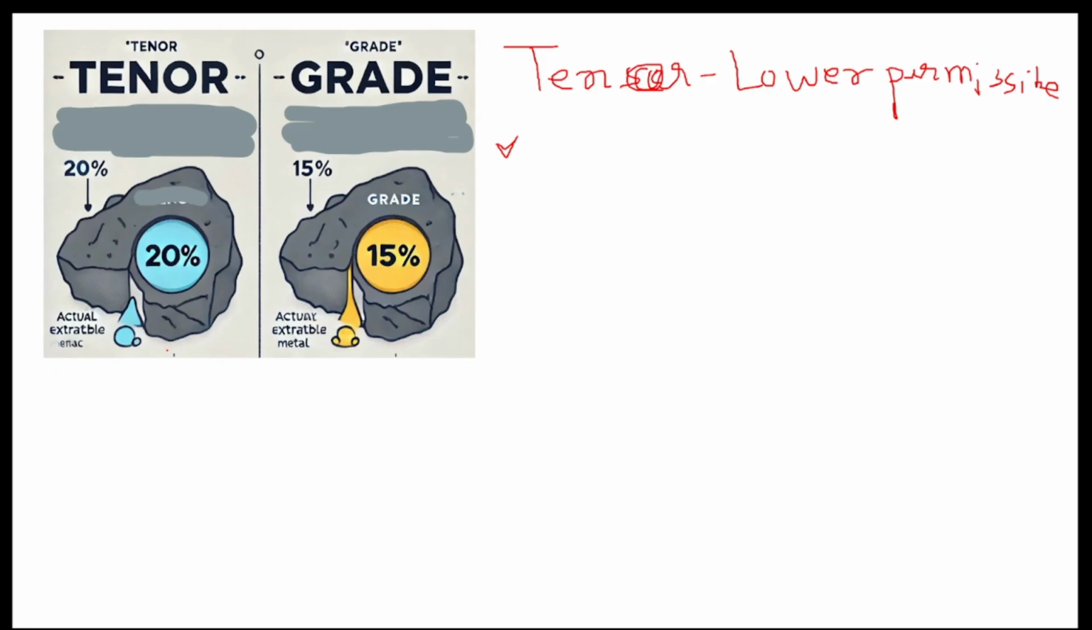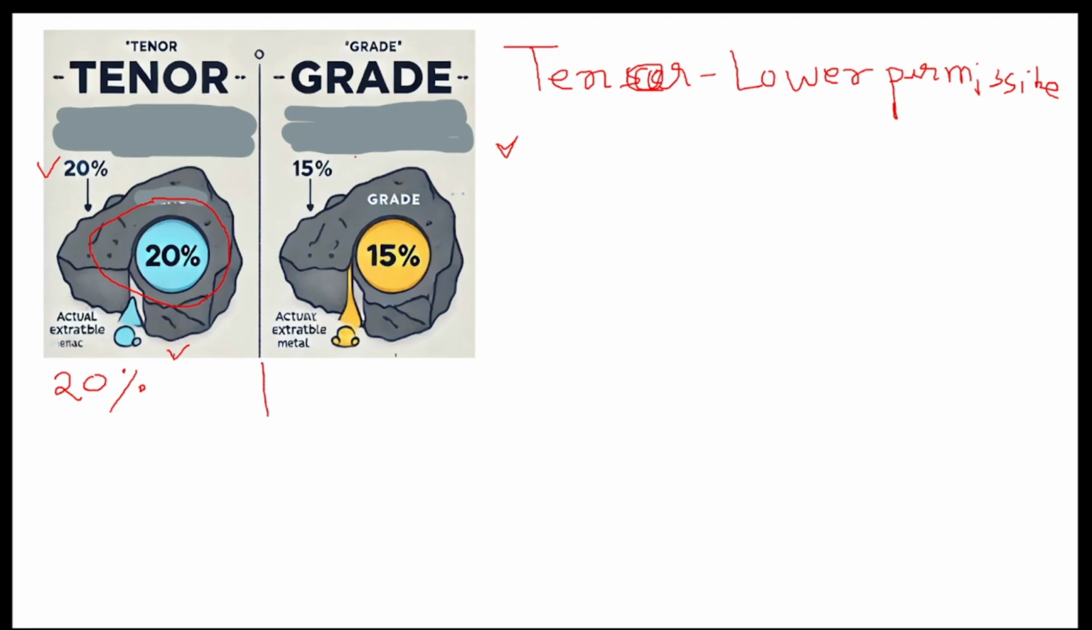So before processing, say for example, we have experimented on this and tested, and we found that it contains an estimated amount of 20% of copper, 20% metallic content, right? So this 20% is the estimated amount of metal extracted from the ore body. This 20% extracted amount is our tenor.